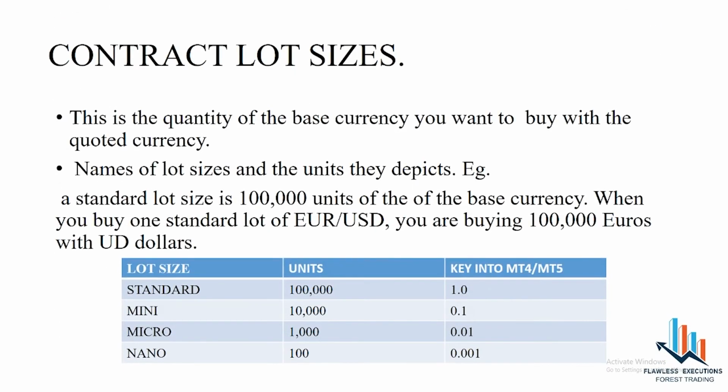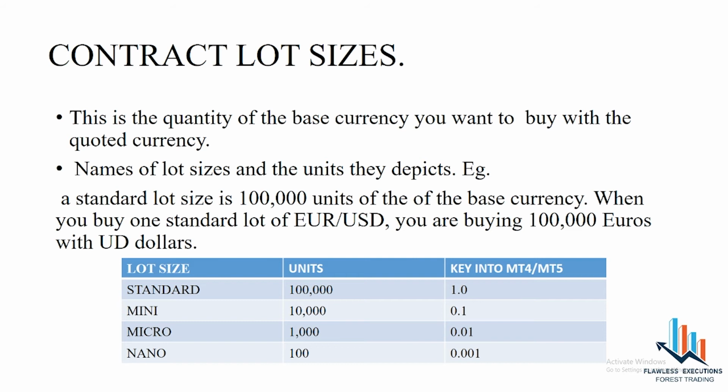And the contract size deals with the amount of the base currency that we want to buy, the unit quantity of the base currency we want to buy using the quote currency. We have different names depicting different meanings of this contract lot size, and the names are in the table below. We have the standard lot size, the mini lot size, the micro lot size, and the nano lot size. The standard lot size means we are buying 100,000 of the base currency using the quote currency.